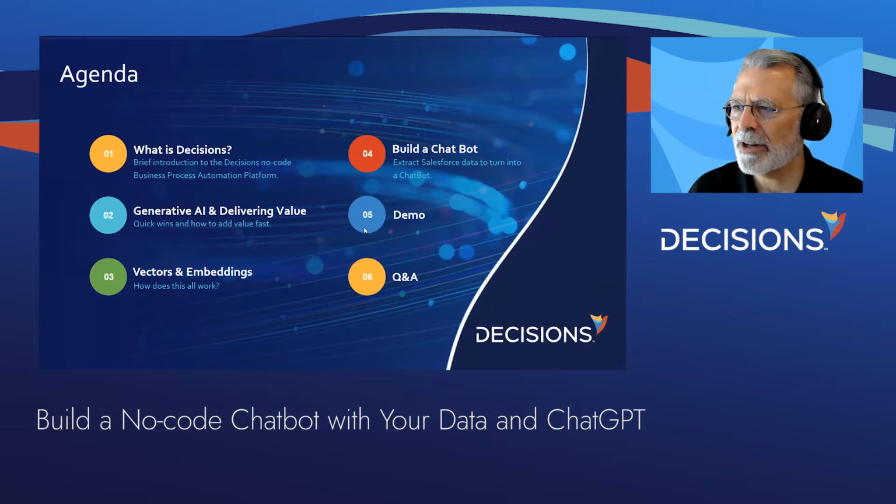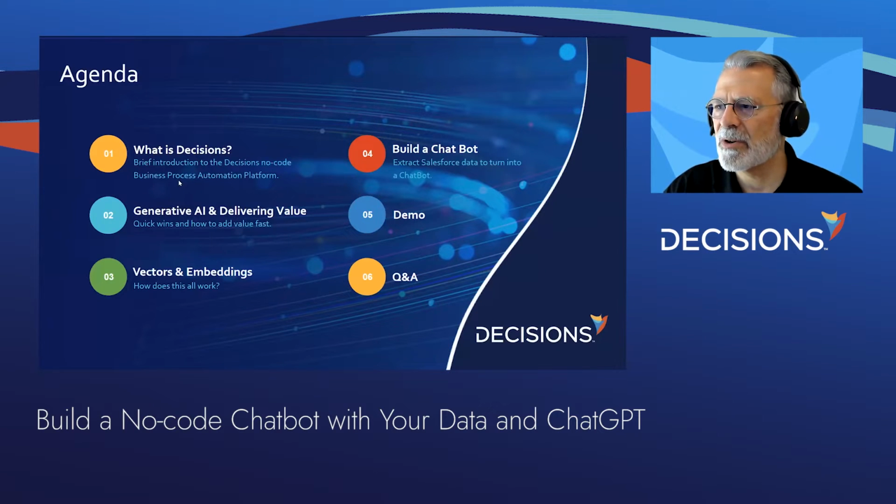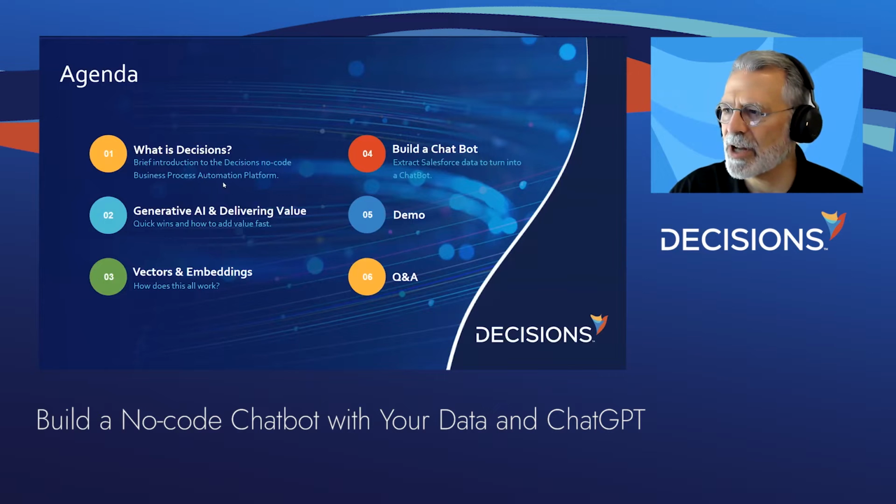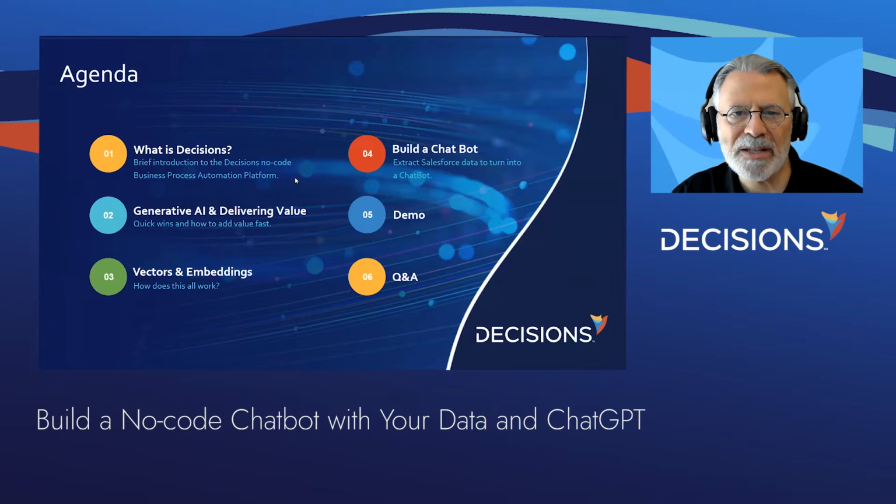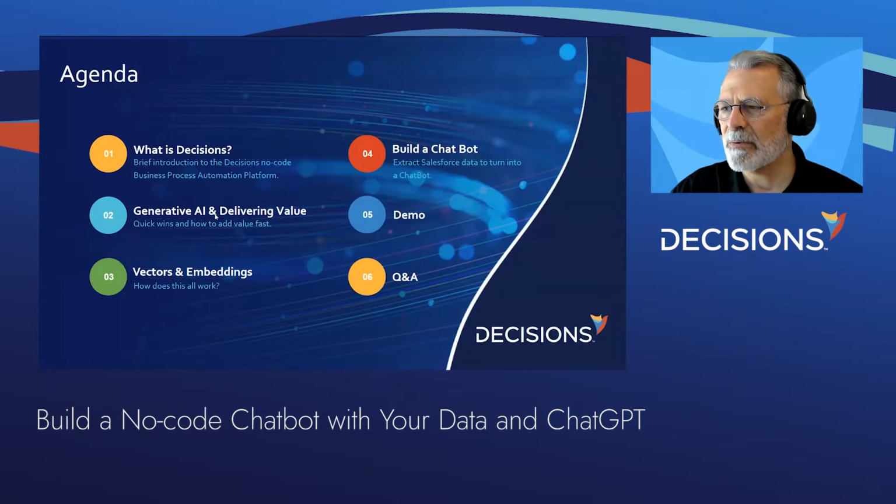So what are we going to do here in the next 45 minutes or so? I'm going to do a very brief introduction to Decisions. We're a no-code business process automation platform that basically helps anybody build complex software quickly. And then we're going to dive a little bit of background into generative AI, delivering value, and how some of these webinars that we've done will really allow you to present some quick wins to the company.